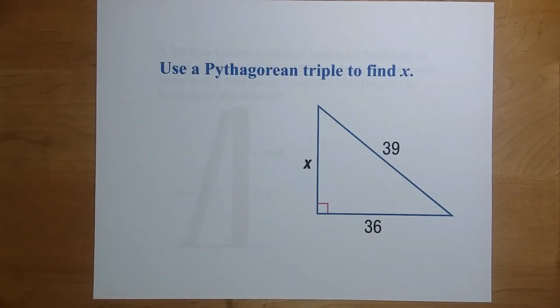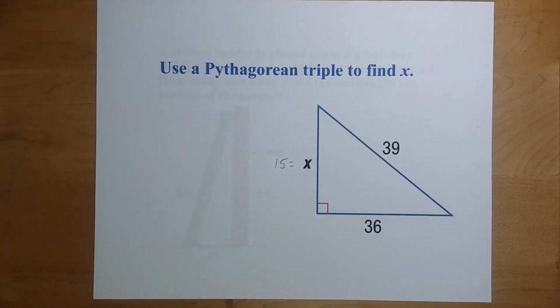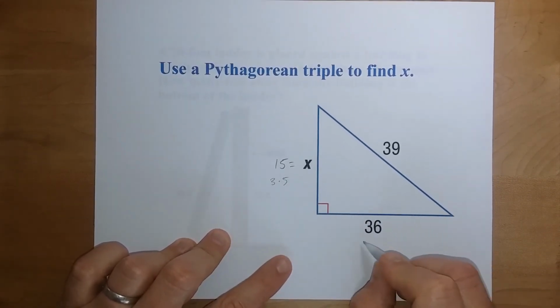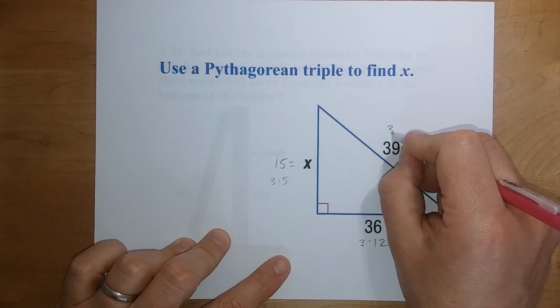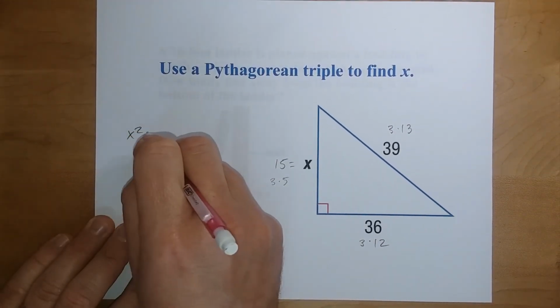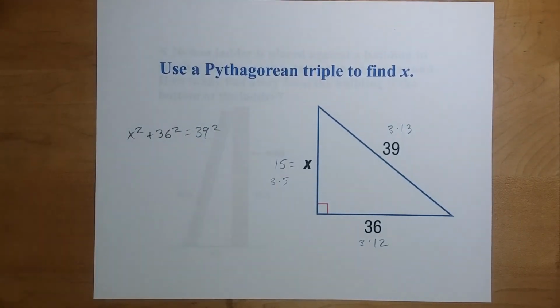Here, could we use the Pythagorean triple to find x? You might recognize this as another multiple of 5, 12, 13. If you said x is 15, you'd be right. This is basically 3 times 5, 3 times 12, and 3 times 13. If you forget, no problem. x squared plus 36 squared equals 39 squared. And you can crank that out, and you're going to get the right answer.